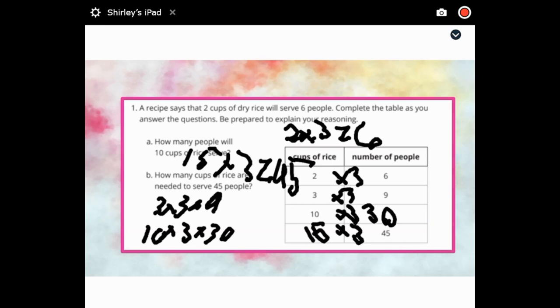Your unit rate tells you how the right side of your table moves if your left side has a value of 1. So when we're finding this number, you can take any row in this table, 6 divided by 2, 9 divided by 3. That answer that you're going to get is your constant of proportionality. It's 3 people for 1 cup of rice. So it's always associated with the right side of your table and how 1 unit moves in the left side.